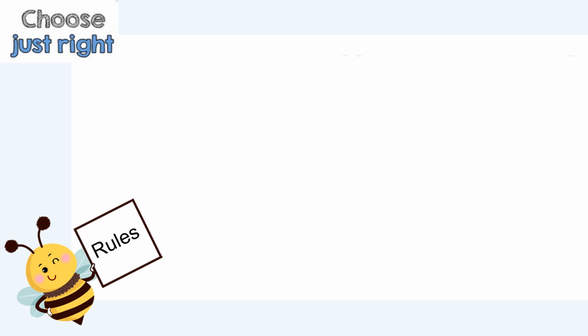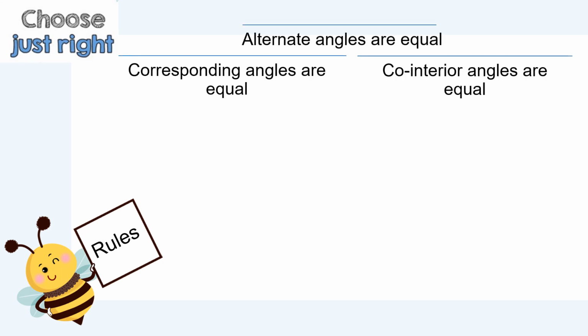Moving forward, first we need to understand there are some rules which we need to follow while answering these questions. What are those rules? Corresponding angles are equal, alternate angles are equal, and co-interior angles add up to 180 degrees. These are the three main rules for angles in parallel lines.